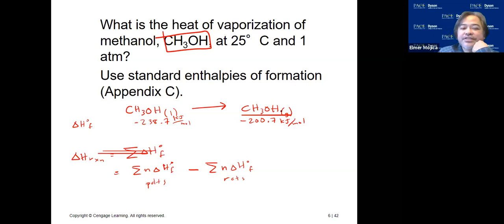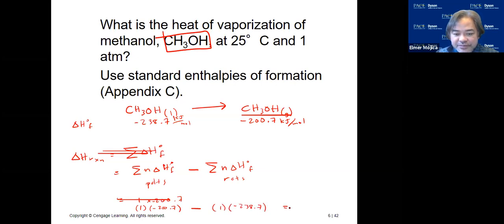So what will be the delta HF for the reaction? Anyone? How will I do this thing? So I have 1 times negative 200.7 minus 1 times negative 238.7. What is the delta H of reaction equal to?